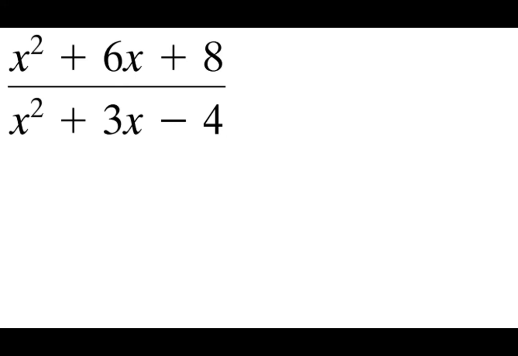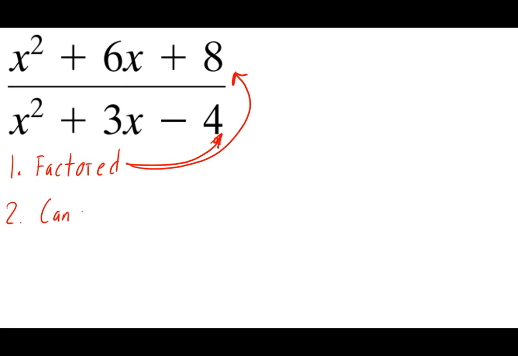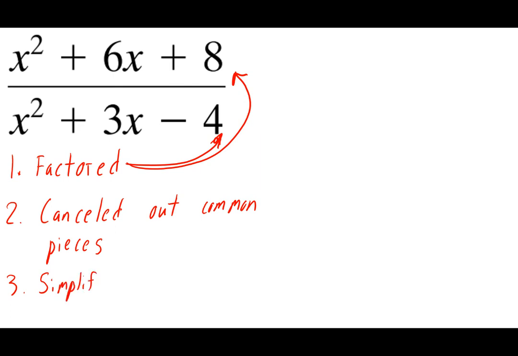All right, so here is how I solved the problem. First of all, I followed three simple steps. I factored both the numerator, then the denominator. I canceled out common pieces, and then I simplified, or cleaned it up.